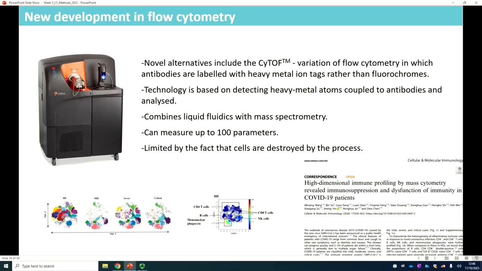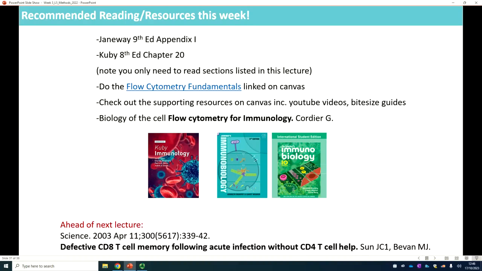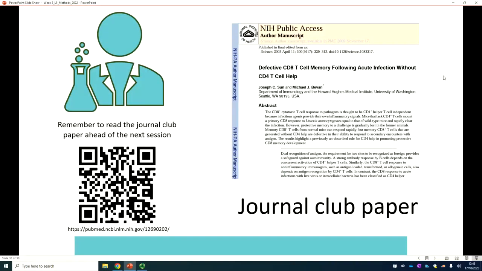So, some things to think about. And these are the resources for this week. There's some particularly good reading in Janeway based on techniques, and also in Kuby as well. And then just remember that tomorrow we have a paper that we're going to go through. This is obviously based on FACS analysis, so it'd be helpful if you go through that, and the questions are in the slide handouts for tomorrow's lecture. So just have a go and attempt some of the questions and we'll run through them tomorrow.